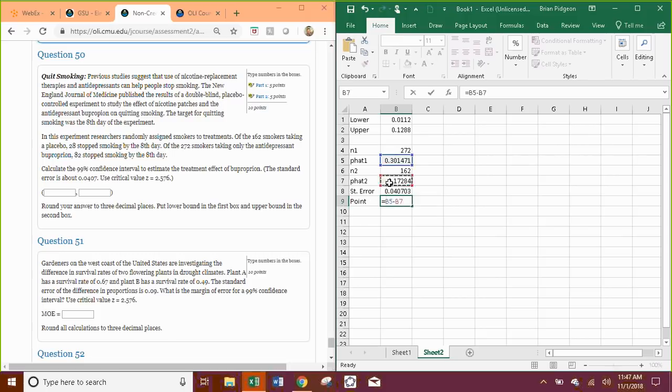Alright, so that means we now need a point estimate. So it's going to be P hat 1 minus P hat 2. And then we need now our margin of error, which is our z-score of, actually let's just do this. Z-score, 2.576. So our margin of error is our z-score times the standard error. And now we need a lower and an upper. So we take our point estimate, subtract the margin of error, and our point estimate plus the margin of error.